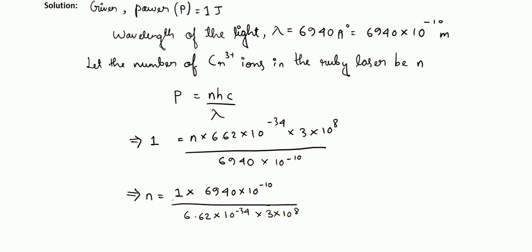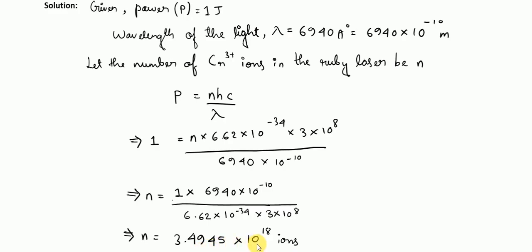So after calculating the value of this equation, we have n approximately equal to 3.4945 times 10 to the power 18 ions. So the minimum number of chromium 3 plus ions needed in this ruby laser crystal is roughly 3.4945 times 10 to the power 18 ions.